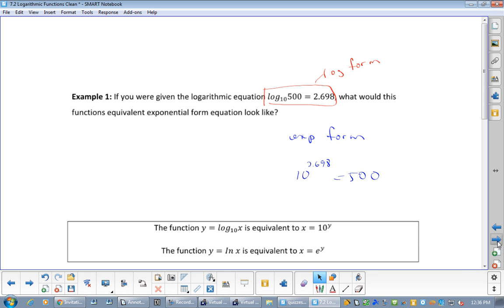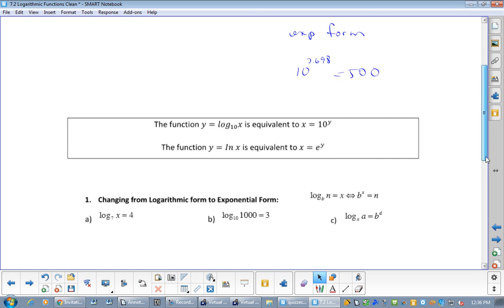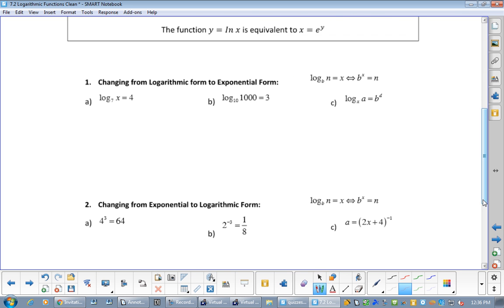Okay, so let's just skip this little box. This is the money right here. Log b of n equals x, and b to the x equals n. So do you see how to go from here to here? Get rid of the log, the base stays the same, and these two interchange. Does that make sense? Get rid of the log, keep the base where it is, and these two interchange.